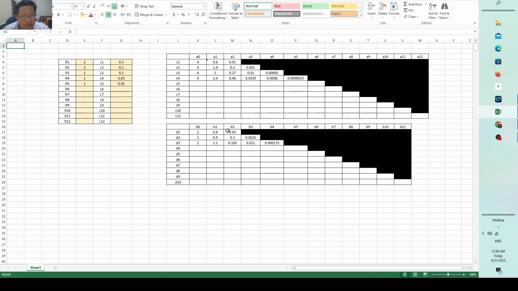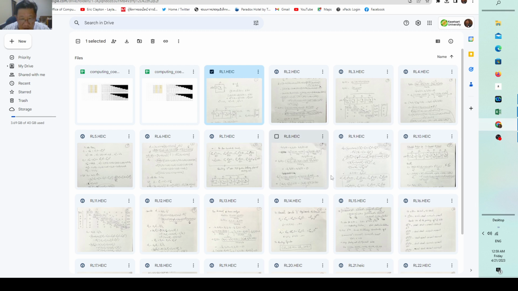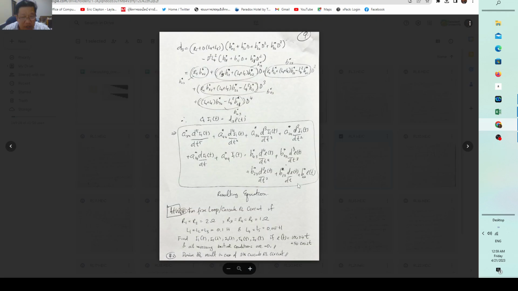With this one, you can see that I put the results of R sub 1 up to R sub 5 and L sub 1 up to L sub 5, based on the question that we asked you in this sheet. This is R sub 1 up to R sub 5, and L sub 1 to L sub 5.